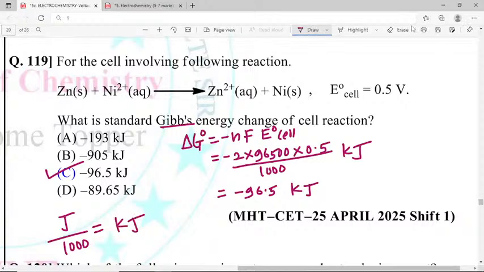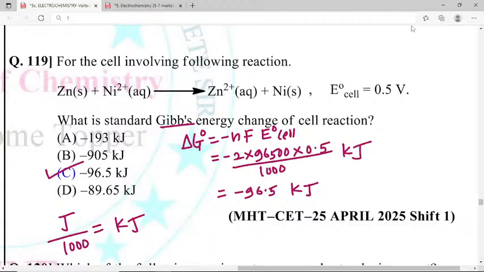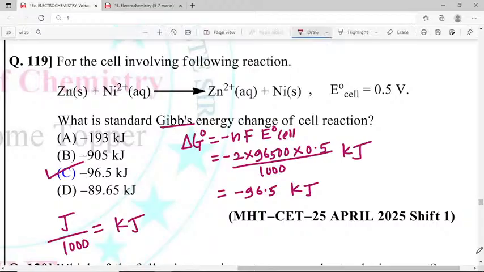Yes, correct. Very good, very good. Correct है. Question number 119 check करा. 119 joule divided by 1000 kilojoule. Next question.